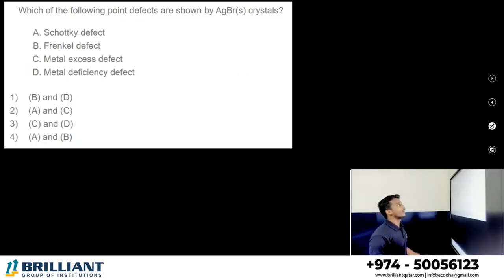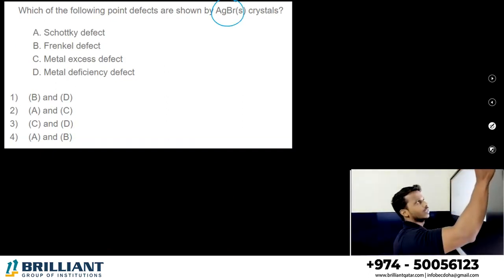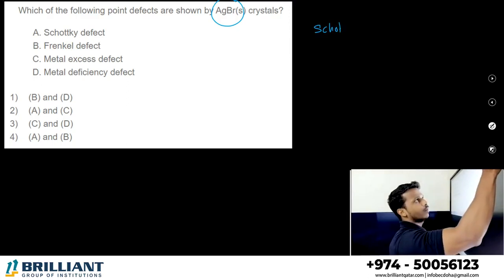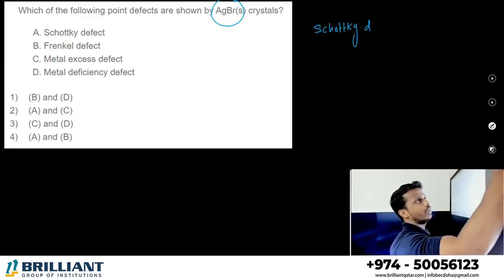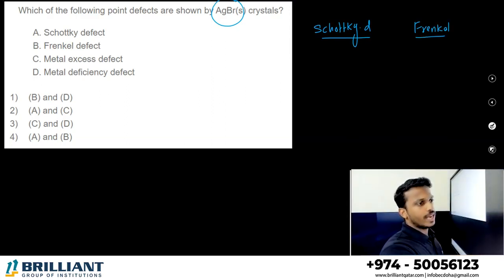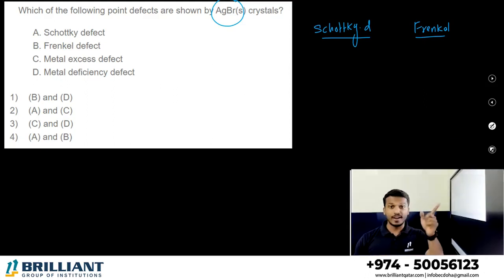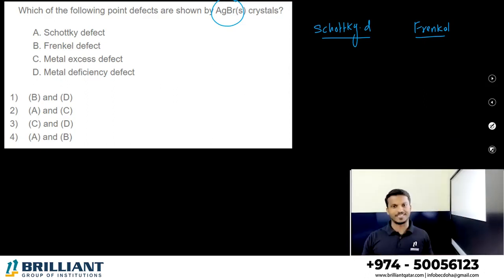Which of the following defects are shown by AgBr? We studied this in our classes. What are the best examples for Schottky defect and Frenkel defect? Dear all, for Schottky defect, the condition is that the cation and anion should have almost similar size. For Frenkel defect, they should have different sizes, correct?